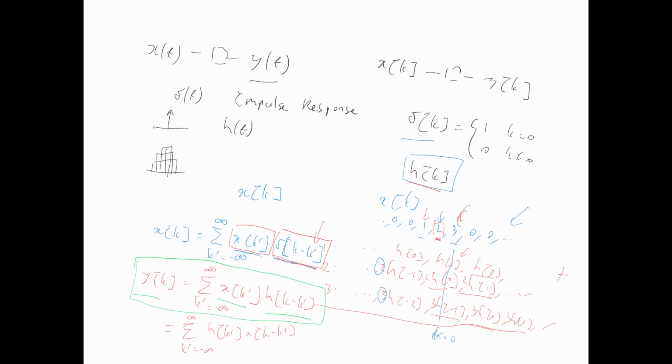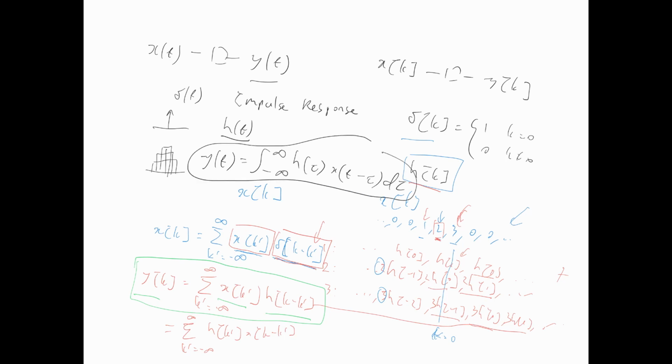For our continuous time system, exactly the same thing is true for exactly the same reason. If we know the impulse response h of t of a continuous time system, and if the system is linear and time invariant, then y of t is given by the convolution of the impulse response with the input to the channel. This is convolution in continuous time, and this is convolution in discrete time. They are essentially one and the same thing.